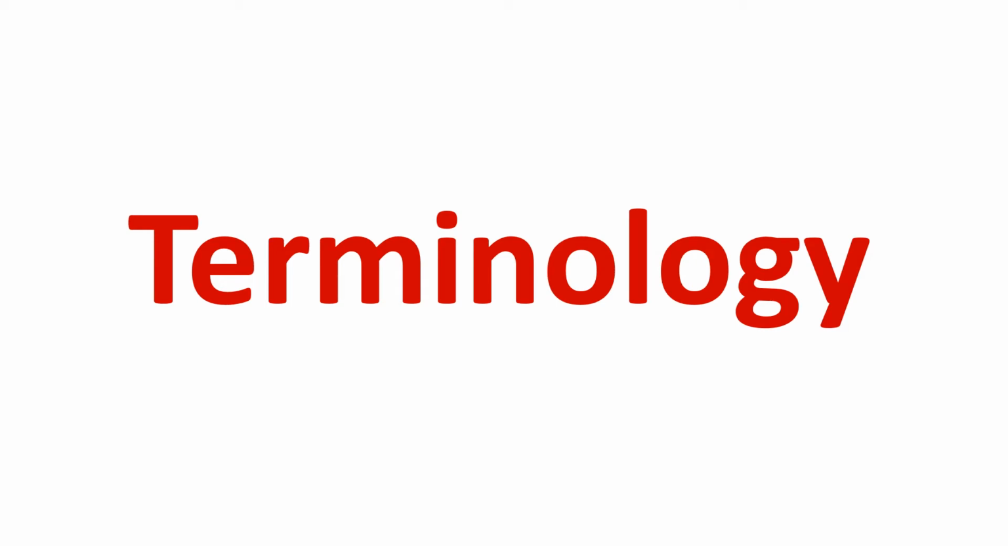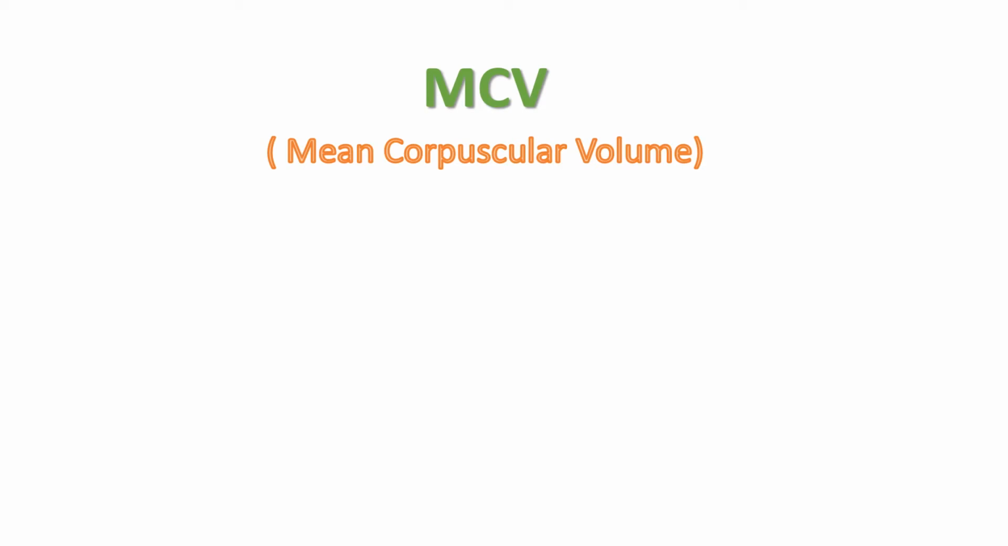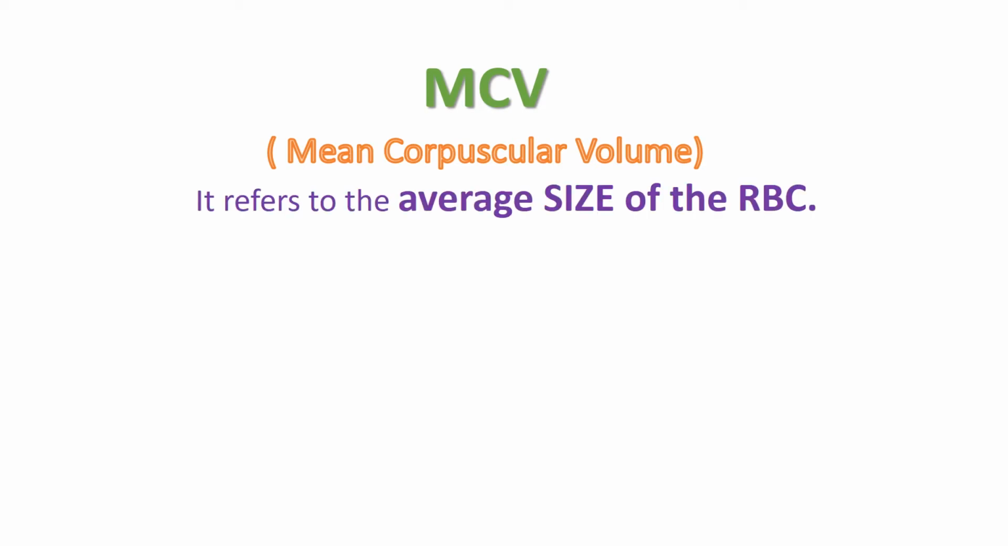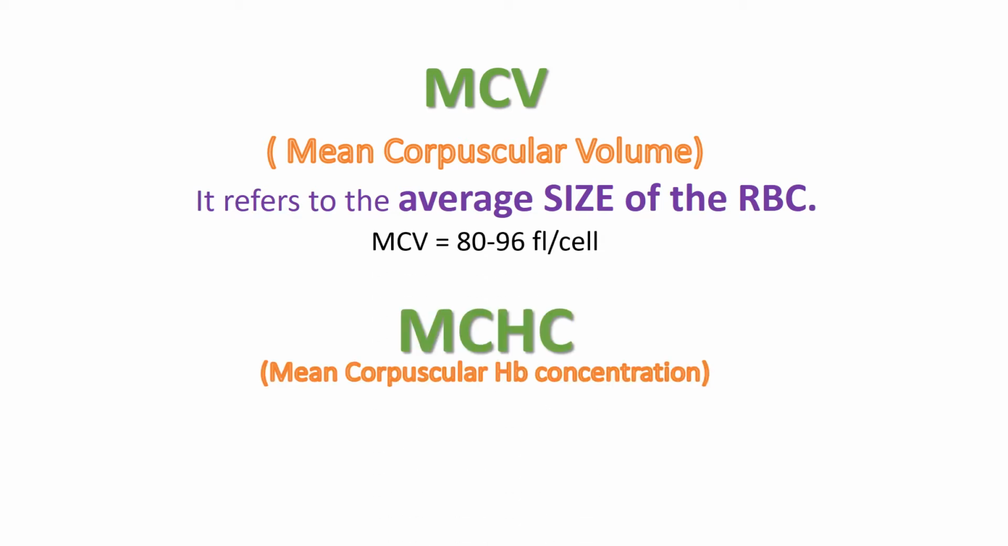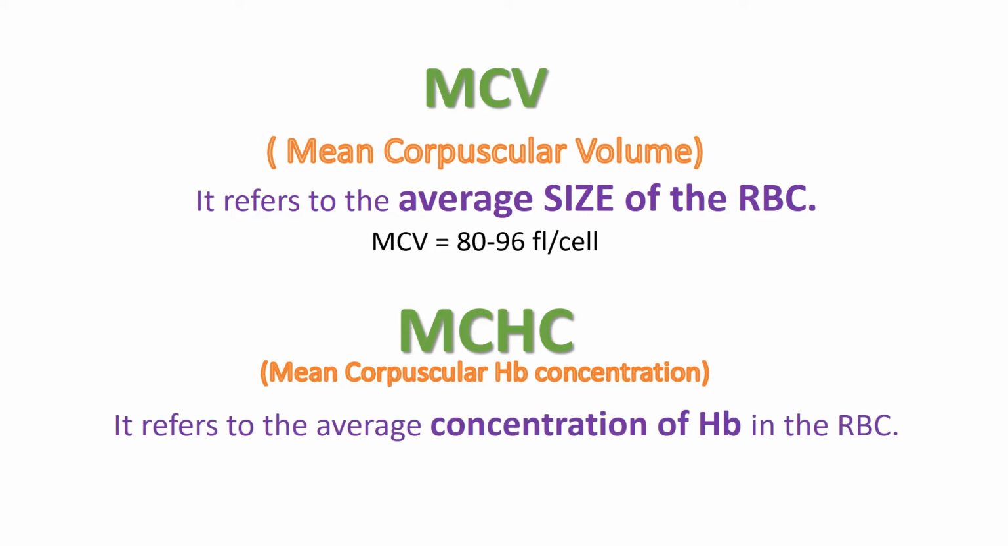Now, before going any further, we have to discuss a few terminologies like MCV, mean corpuscular volume. It refers to the average size of the red blood cell. We have the standard value of 80 to 96. MCHC, mean corpuscular hemoglobin concentration, refers to the average concentration of hemoglobin in the RBC. The standard value being 33.4 to 35.5 gram per dL.